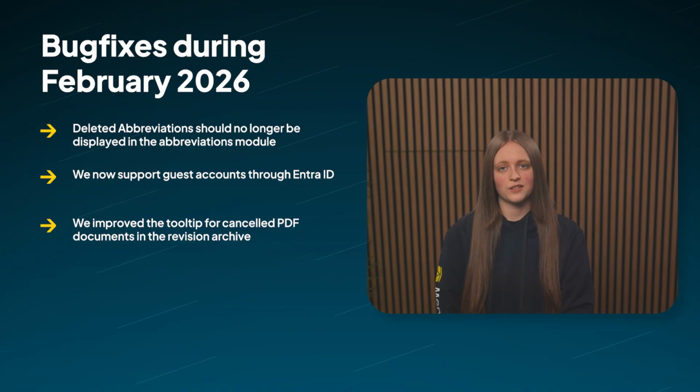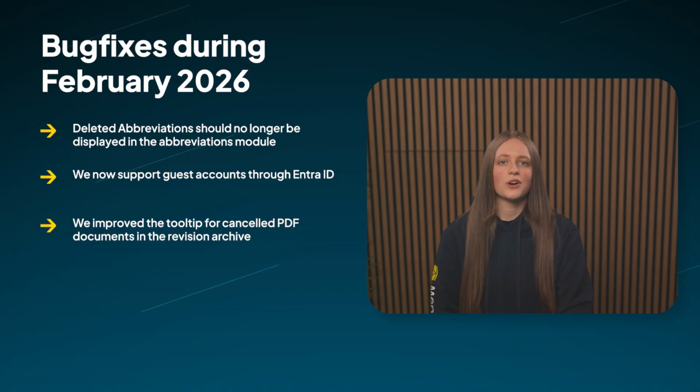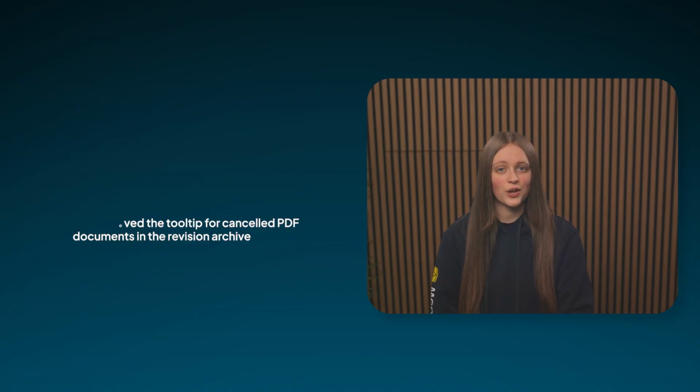And the last bug fix for this release is regarding, again, the tooltips. We have now improved the tooltip for cancelled PDF documents in the revision archive, and this should now make it clearer what is actually going on and what you need to do to fix the issue. Besides these improvements and bug fixes, we have also added a ton of refactoring in the background to make sure that everything runs more smoothly and to prepare better for the future.